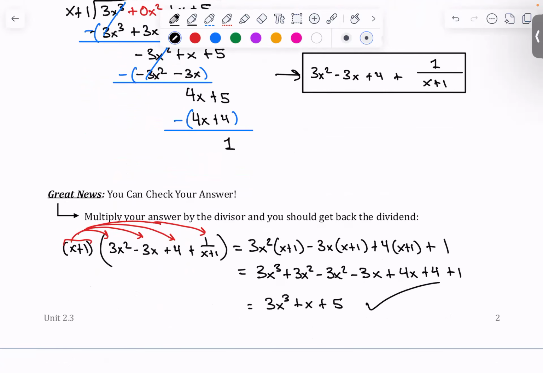So you can always check your work. You've got that in your back pocket. Yes, it does take time, absolutely, but it's one of those things. At the end of your exam, if you have a little extra time, might as well go through and check to make sure that it all worked out. Never hurts to do so.